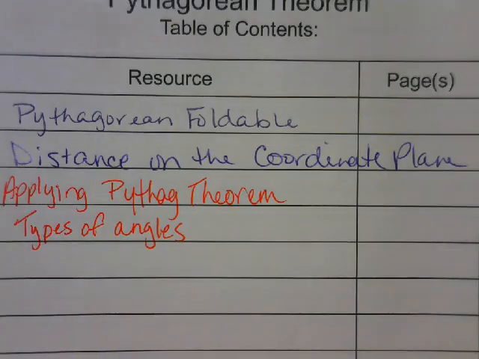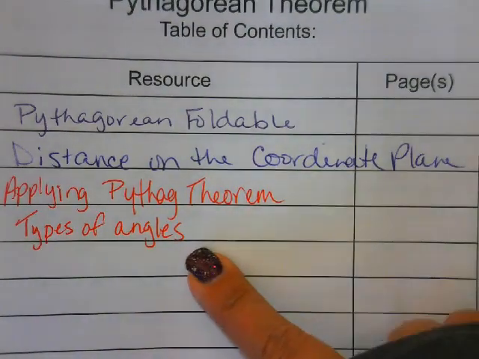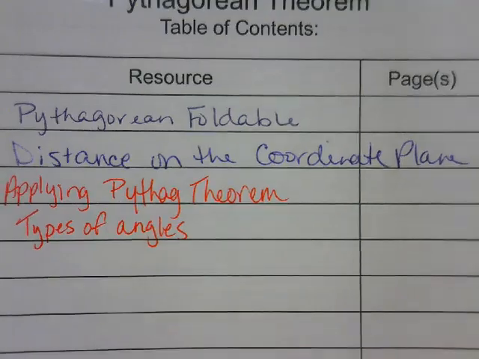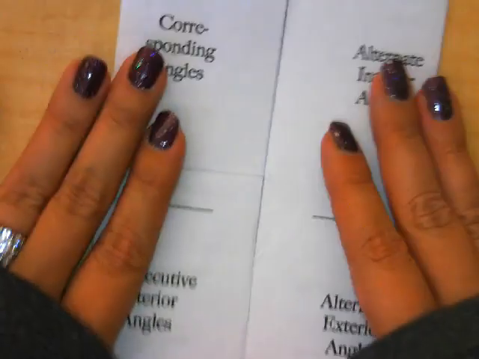Today we're going to start talking about types of angles. So in your journal, on your table of contents, you would add types of angles. We're going to do a little foldable to help us identify these different angles and give some definitions. When you fold the foldable, it didn't line up exactly, so you're going to have it open.